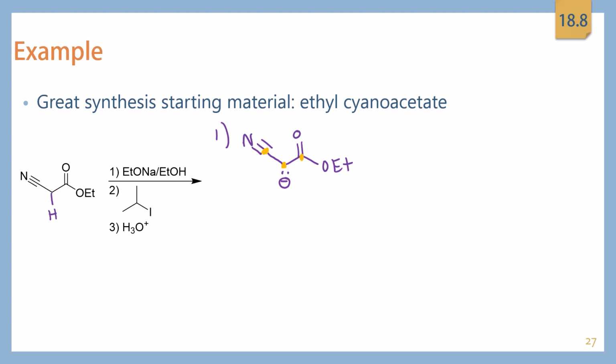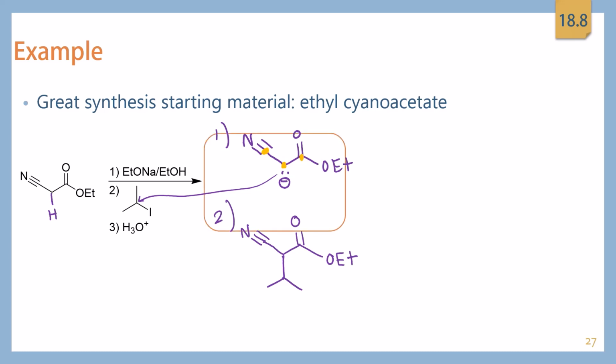And then we're adding in 2-iodopropane. So what that's going to do is a little SN2 reaction. And now we have our nitrile. And we also have this isopropyl group. And then we're following it up with an aqueous acid workup.